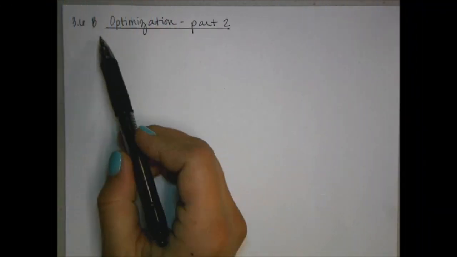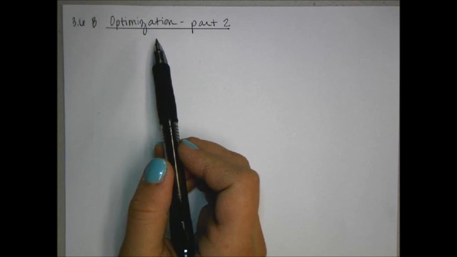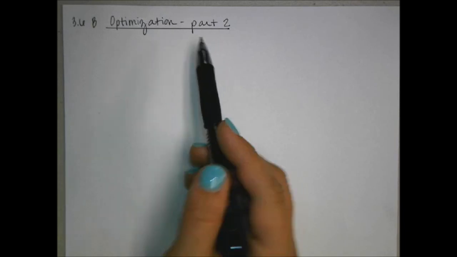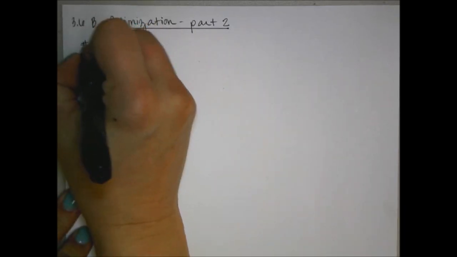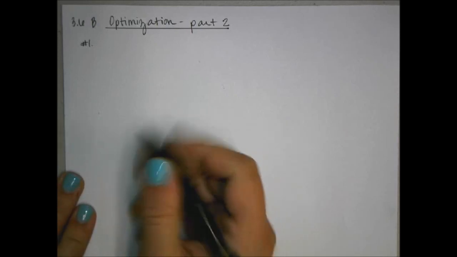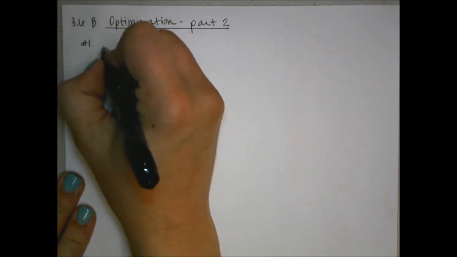So in 3.6b, we're going to go back to optimization problems and do a few more problems. This first problem is similar to one we did before.